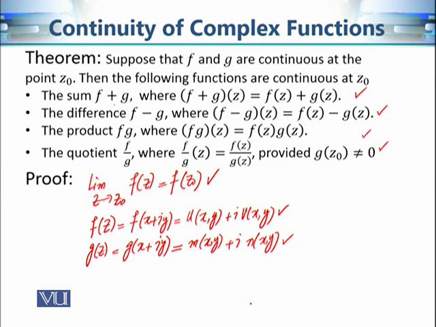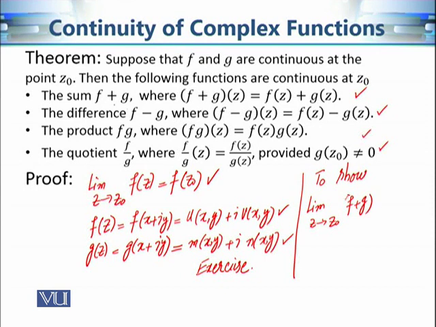And once again, I'm leaving this as a very simple exercise. So what do we have to check? You have to check that this function f plus g, in the first part, is continuous. In other words, you need to show the following: that the limiting value as z approaches z0 of (f + g)(z) is in fact equal to (f + g)(z0).